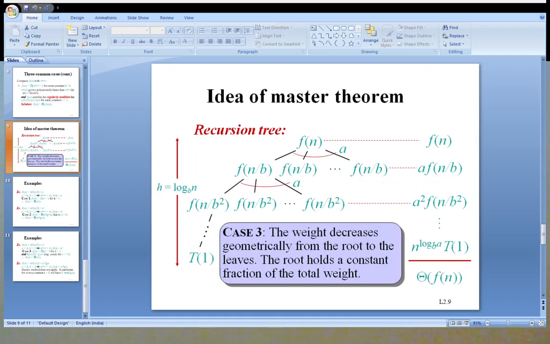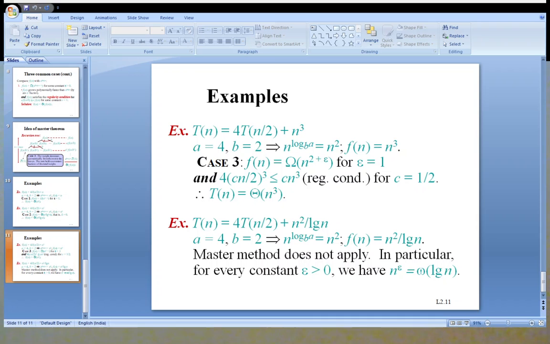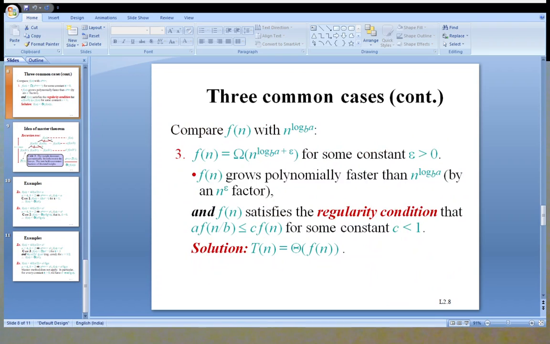So putting the values into this equation, a is equal to 4. So a f(n/b) means 4 f(n/2). 4 f(n/2) should be less than or equal to c f(n), where f(n/b) means f(n/2).